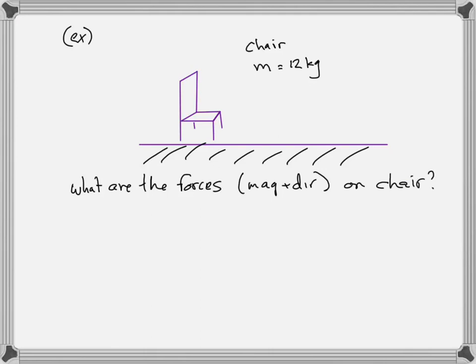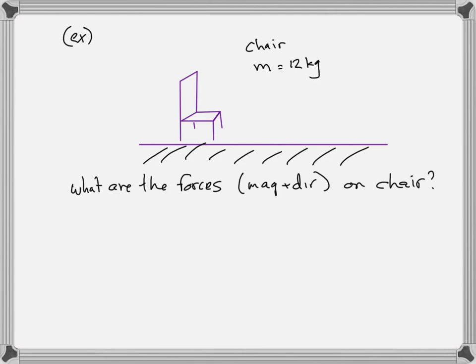So the chair is on the floor. The only thing it's touching is the floor. And if there wasn't a floor, the chair would be doing what? It would be accelerating downward. Let's say it's on the second floor of a building and there was no floor. The chair would be accelerating downward towards the surface of the earth, which it's not doing because the floor is holding it up. So the floor is exerting an upward force on the chair.